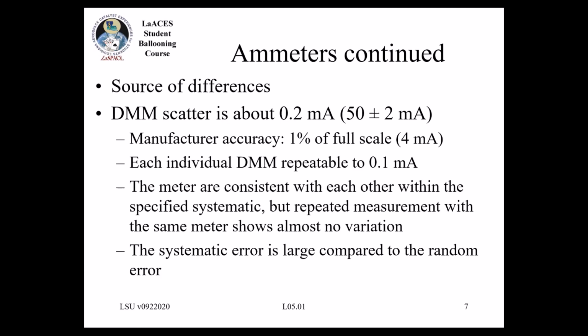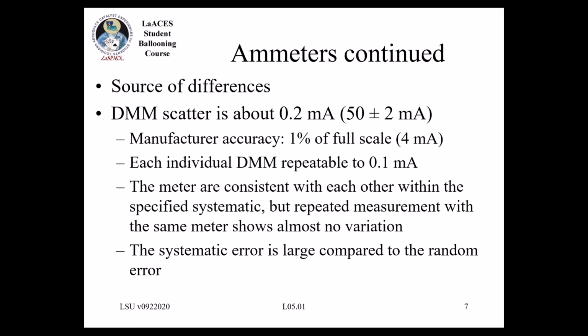And that's actually a typo. The full scale on that particular setting was 200 milliamps. So 1% of that would be 2 milliamps. So the scatter that we saw was about 0.2 milliamps. So in fact, all of the multimeters agreed with each other within their specified value.